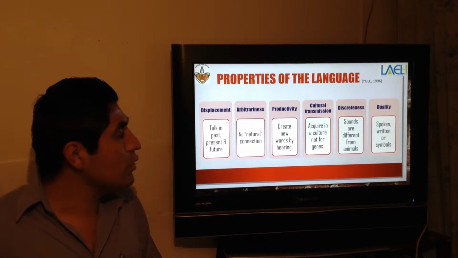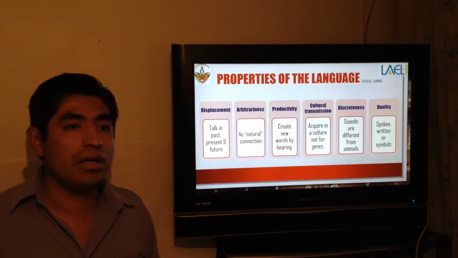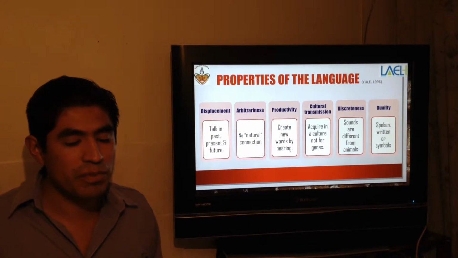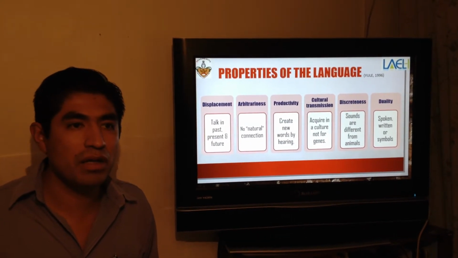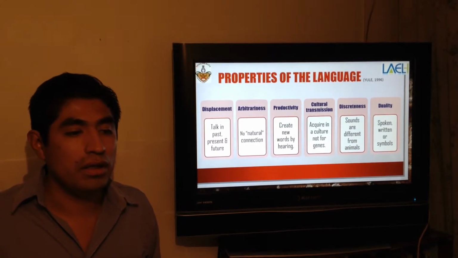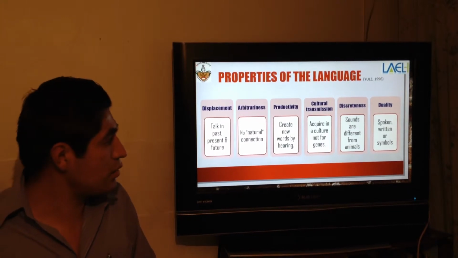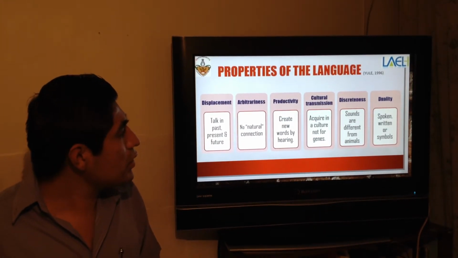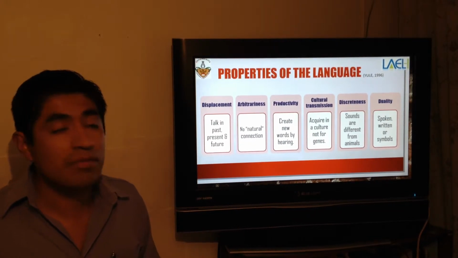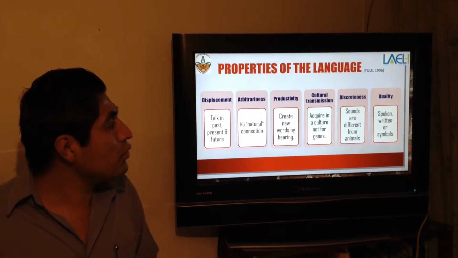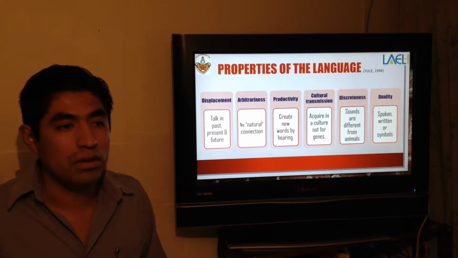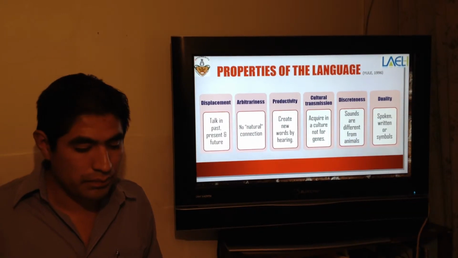Cultural transmission refers to, for example, a new baby that is going to be born in the United States. Most probably he or she is going to speak English in a correct way, even if his or her parents are Mexicans. Discreteness. Discreteness refers to different sounds that make a difference from animals. And finally, duality. Duality refers to a language that can be spoken, written, or using symbols.